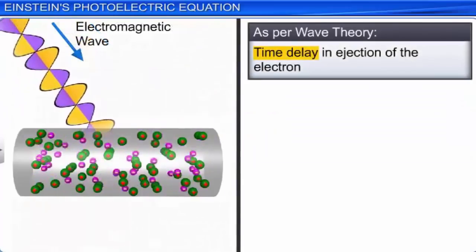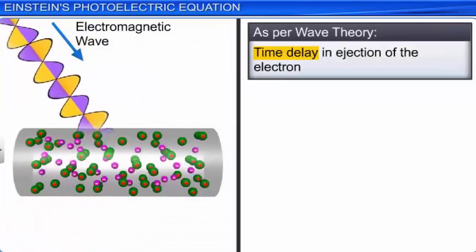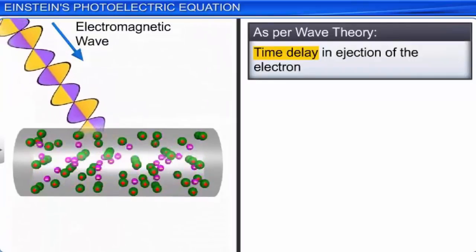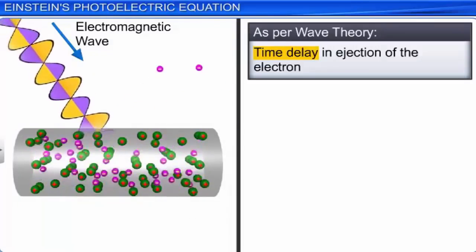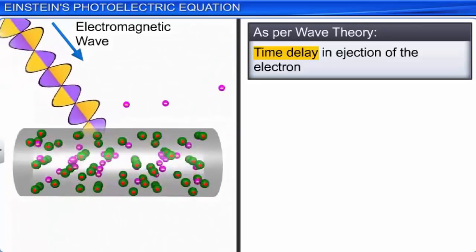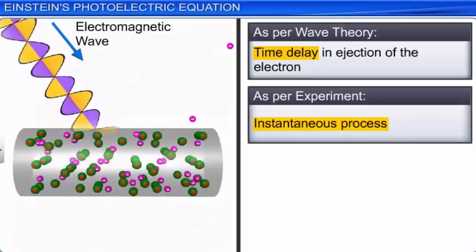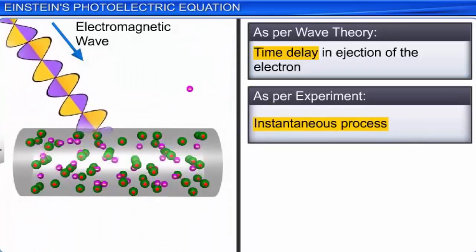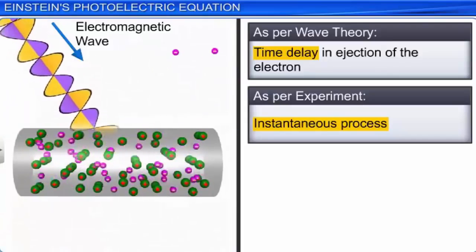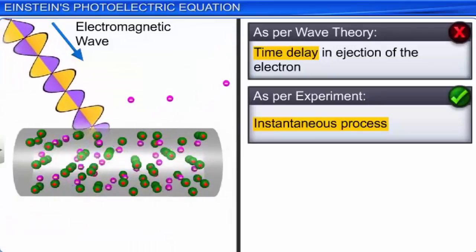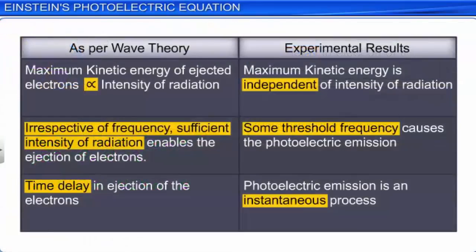According to wave theory, there is a time delay between the incidence of the radiation on the metal surface and the ejection of the electrons from the metal surface, whereas photoelectric effect experiments show that electron ejection is an instantaneous process when the radiation is incident on the metal. This contradicts the wave theory. From these facts, we can conclude that wave theory fails to explain the experimental results of the photoelectric effect.